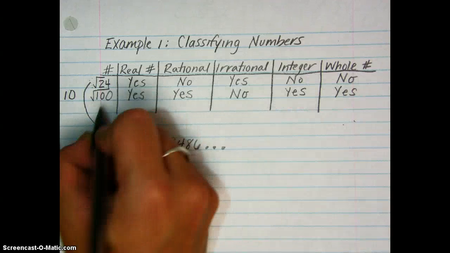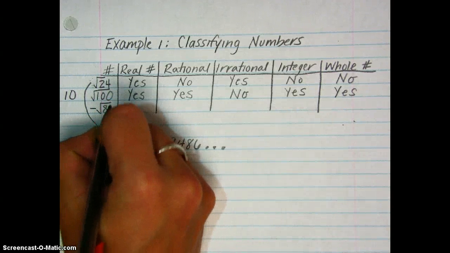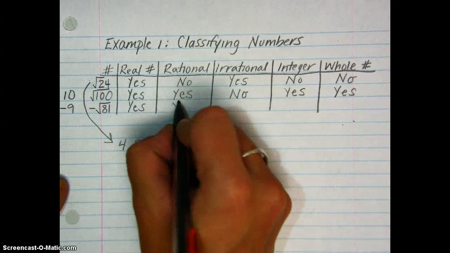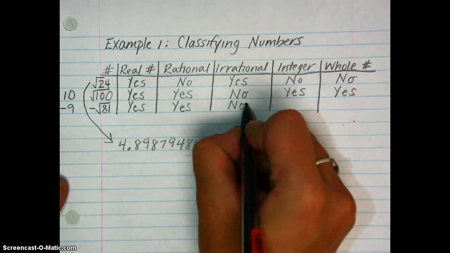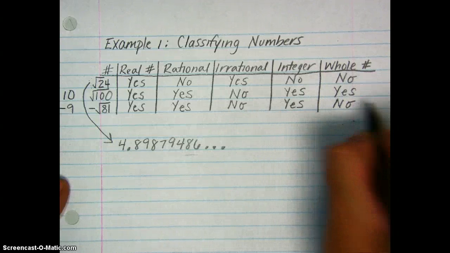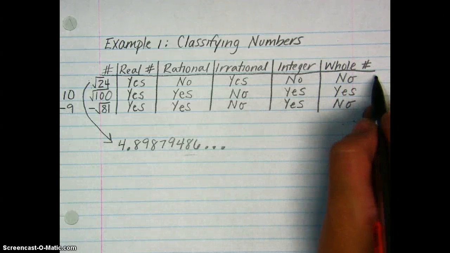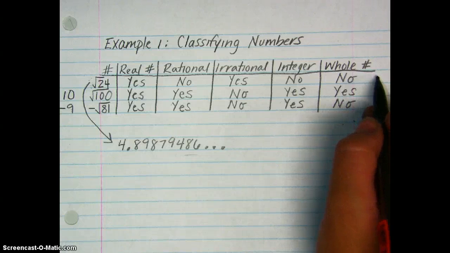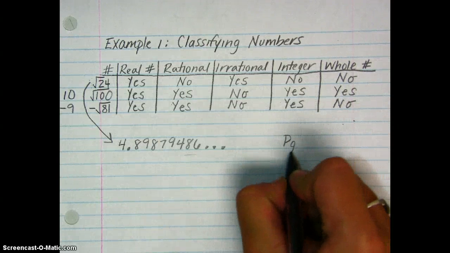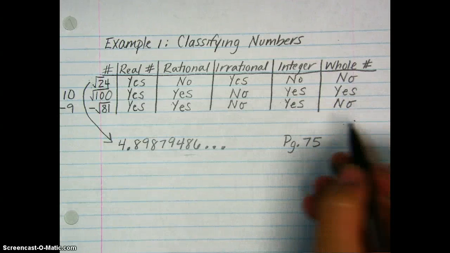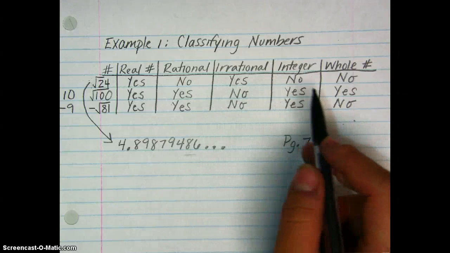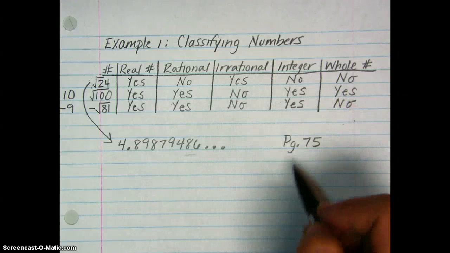And let's take a look at one more. Negative square root of 81. So that's going to be -9. Yes, it is real. It's rational, meaning it's not irrational. It is an integer. However, it is not a whole number. Whole numbers only include positive numbers. There's actually a nice table in your book at the top of page 75 that shows you a Venn diagram or a display of how rational, irrational, integers and whole numbers can kind of be thought of.